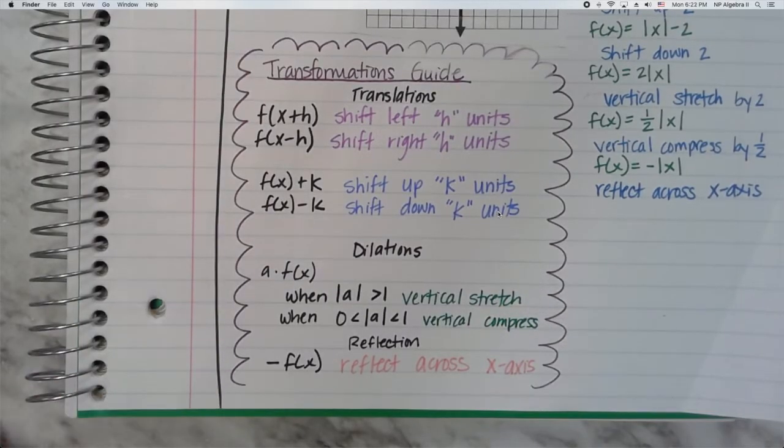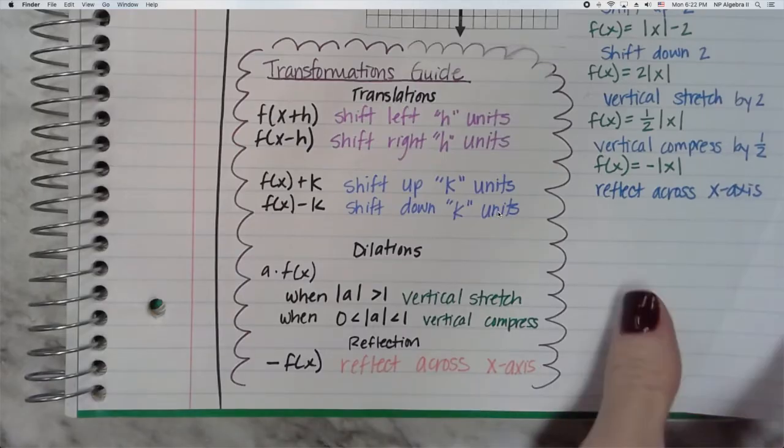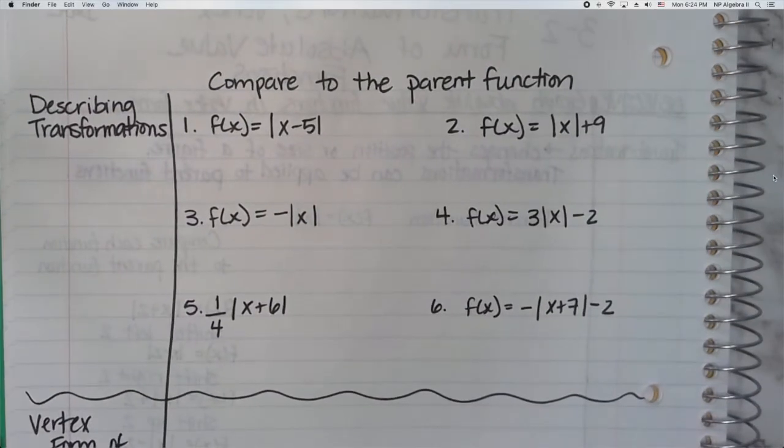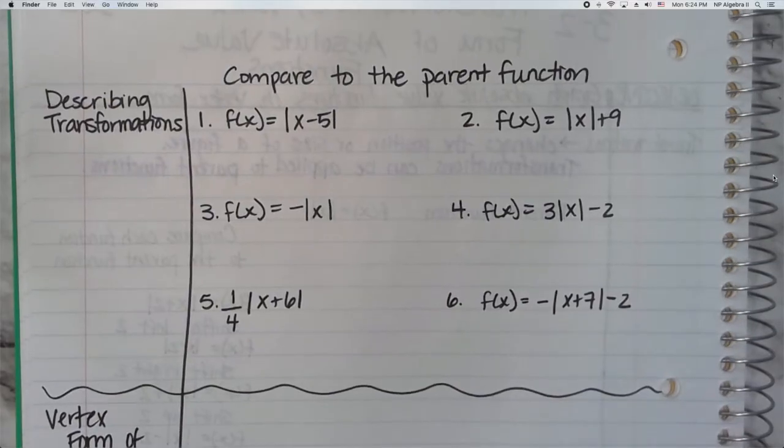So use this transformation guide to help you when we're describing transformations. And that's what we're going to take a look at on the next page. We're going to be given different transformations, different functions, absolute value functions specifically, and we're going to describe the transformations. So let's take a look. Okay, so on the back of this page here, I've already written out our problem, so if you need to pause the video, make sure you do so you can get these written down. All we're going to do is compare each of these functions to the parent function. We're going to describe the transformations that have occurred.